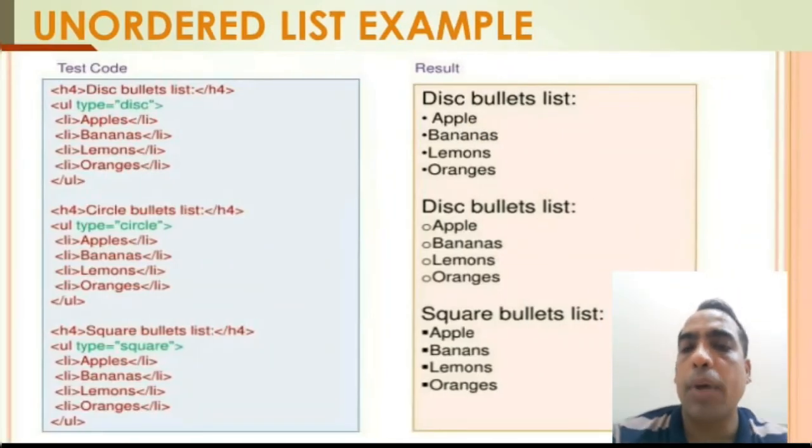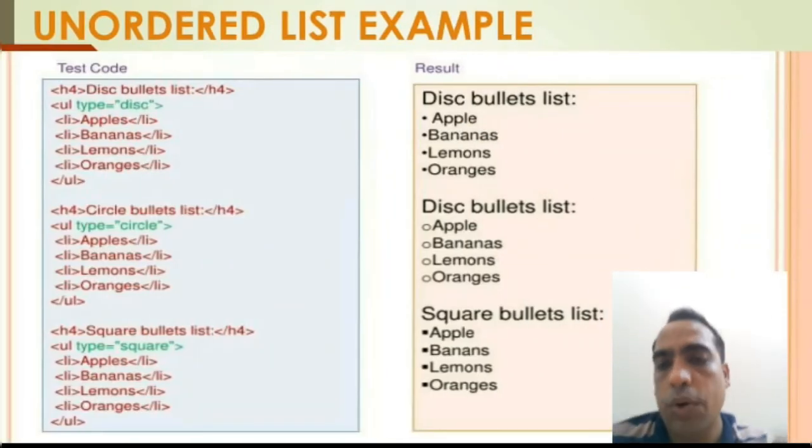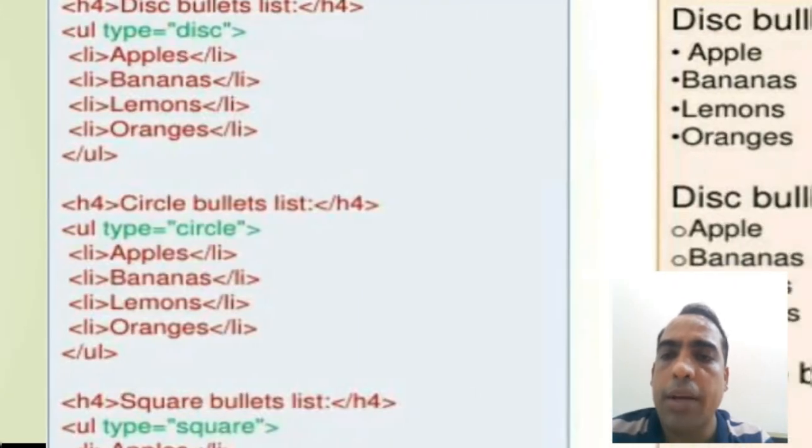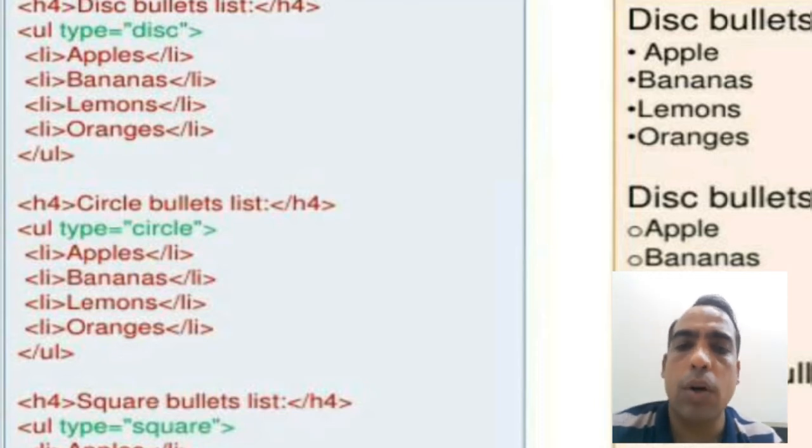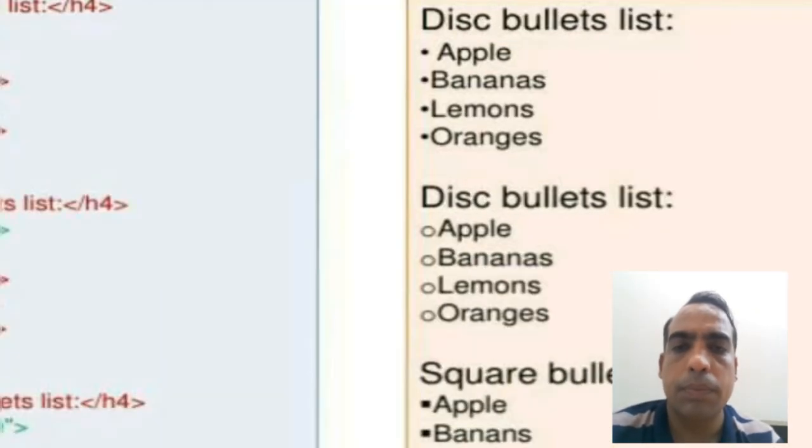You can see an example of an unordered list. In the first code we have written the UL tag, meaning unordered list, and type is disk, and LI means list item. First item is apples, second is bananas, third is lemons and fourth is oranges. You can see the output of this code. Disk bulleted list. First is apples, bananas, lemons and oranges.